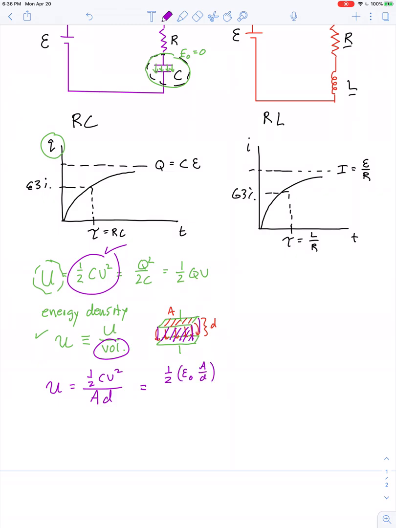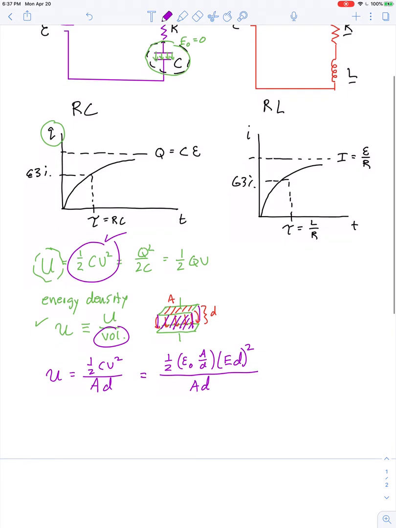And then voltage is electric field times distance, and that's all squared. And then I need to divide by AD. I think this is going to simplify rather nicely. So the electric field has an energy density associated with it equal to, how about this? We'll call this E squared D squared. And it looks like this A is going to cancel with this A. Okay, what do we have? We've got epsilon naught times E squared.